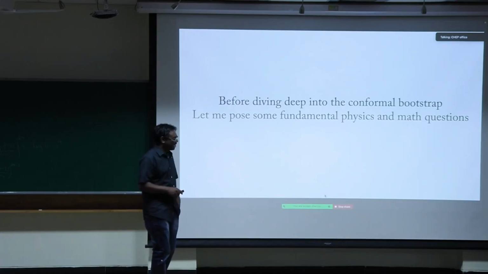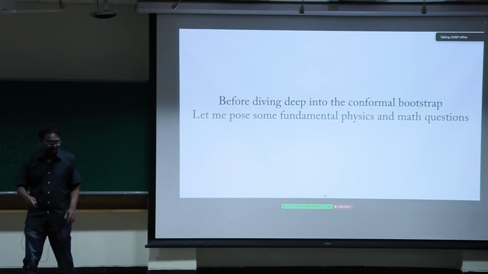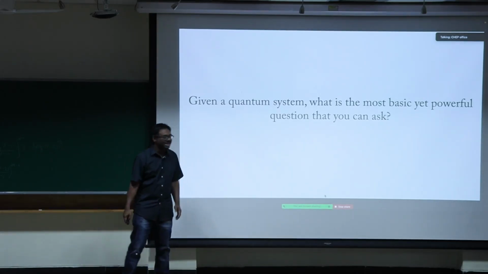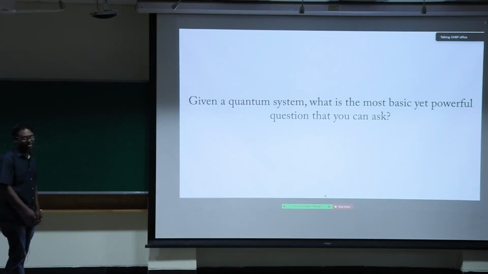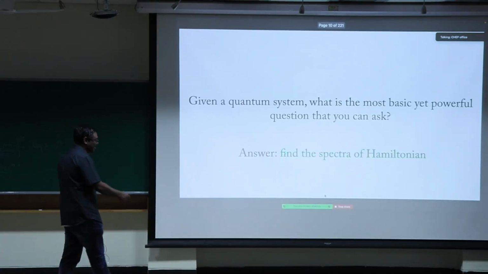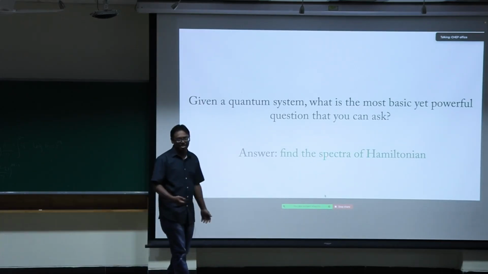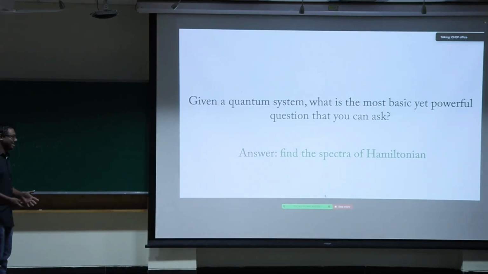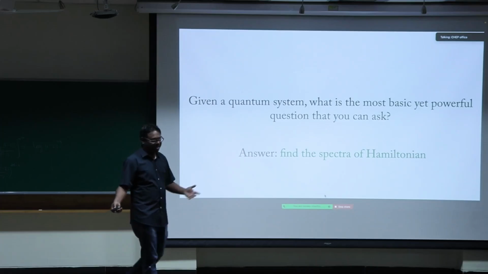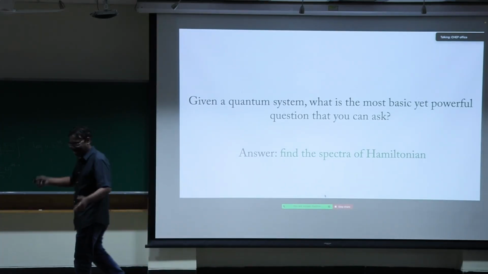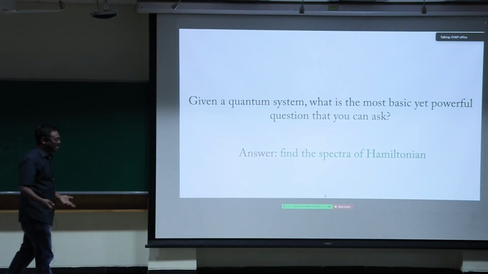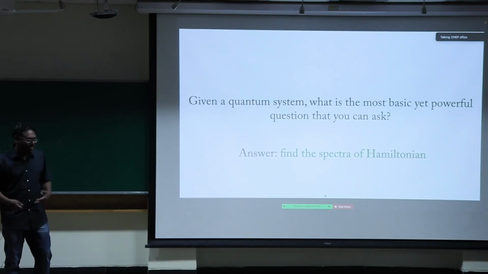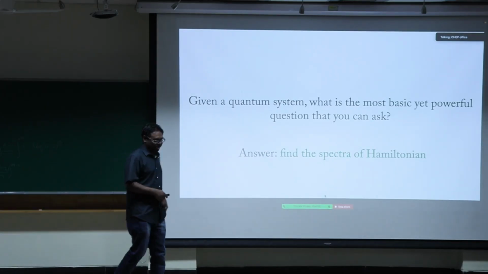For the next few minutes, I will be posing some very basic questions. Suppose someone hands you a quantum system. What is the most basic yet powerful question that you can ask? The answer is pretty simple. You want to find the spectra of the Hamiltonian, because if you can diagonalize the Hamiltonian, you basically know the system. But the issue is that oftentimes you are dealing with a strongly coupled field theory. There are thousands of atoms or 10 to the power 23 atoms. So the Hamiltonian is very complicated and you cannot just diagonalize it for practical purposes. So you need to resort to some new technique to understand the spectra of the Hamiltonian.